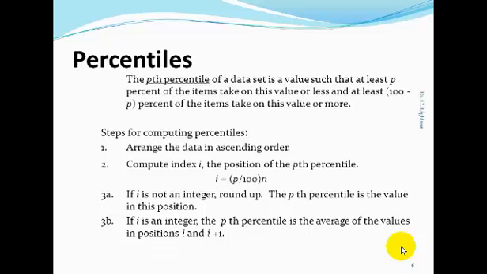The pth percentile of a data set is a value such that at least p% of the items take on this value or less, and at least 100 minus p% of the items take on this value or more.